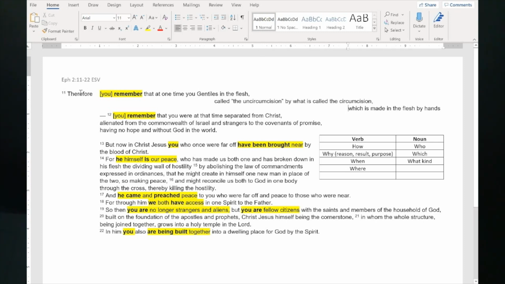Okay, so we have this statement here, remember, and this is the content of what Paul wants them to remember, that at one time you were Gentiles. If you want to figure out more about what it means to be a Gentile, he basically tells you the Gentile is the uncircumcised, and they are called the uncircumcised by the people who understand themselves to be circumcision. But circumcision, as we get from this phrase, is something that is made in the flesh by hands. Okay? So that's all we've done.